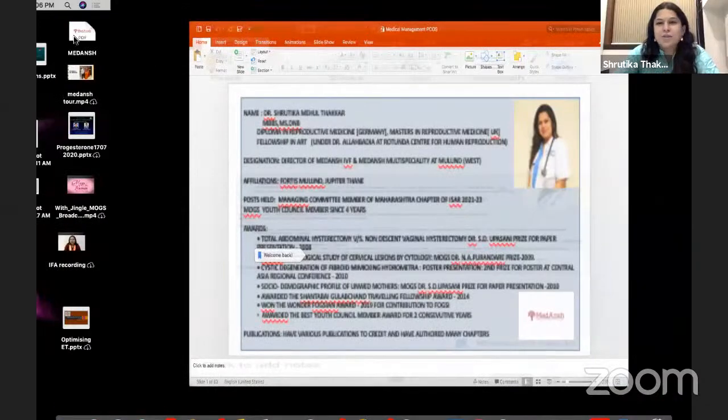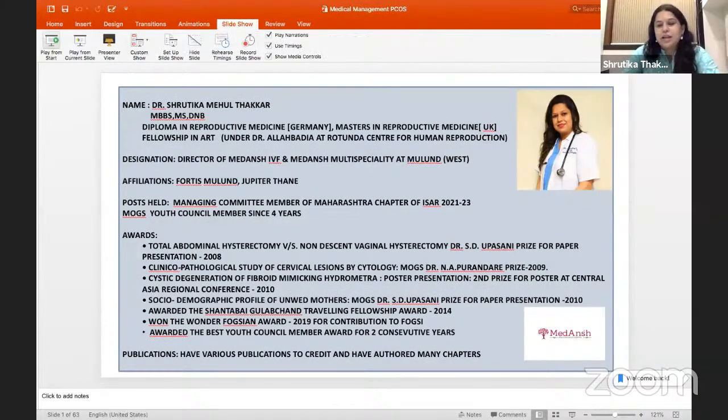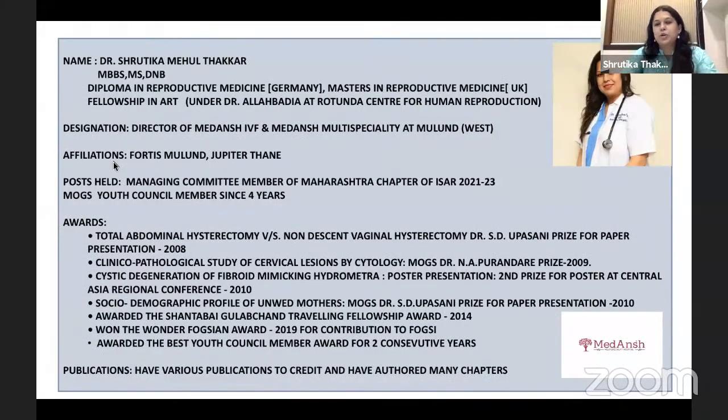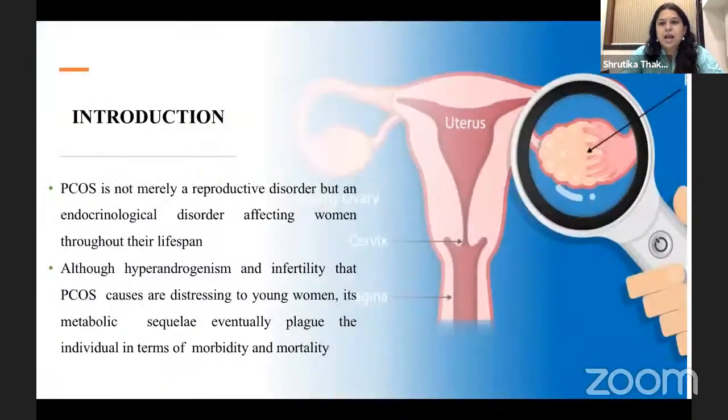Let me again congratulate Shield for the wonderful work that you all are doing in spreading awareness regarding PCOS and GDM, which are very rampant in India and in the Indian population. We definitely lack in awareness and knowledge with regard to this disease, which still works as an enigma. So today my topic is the medical management of PCOS towards better practices.